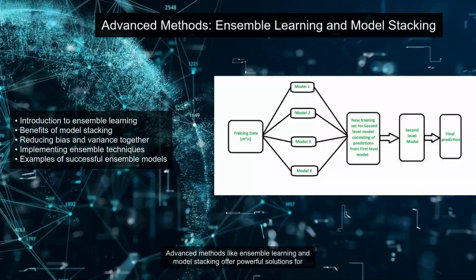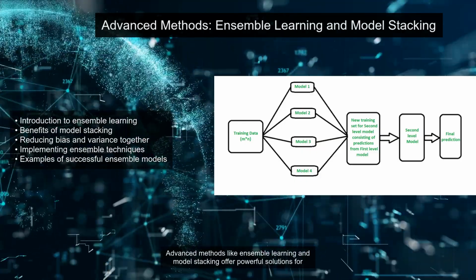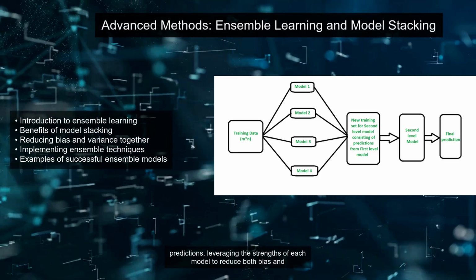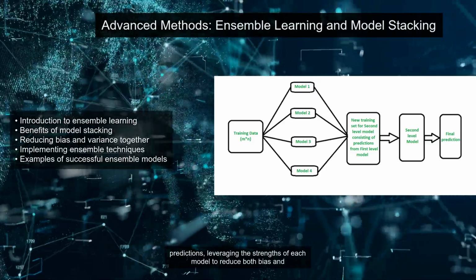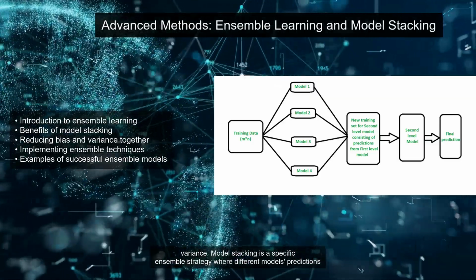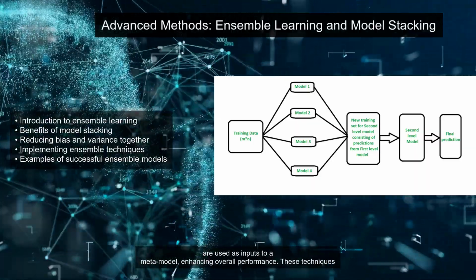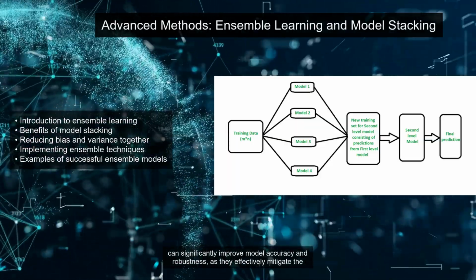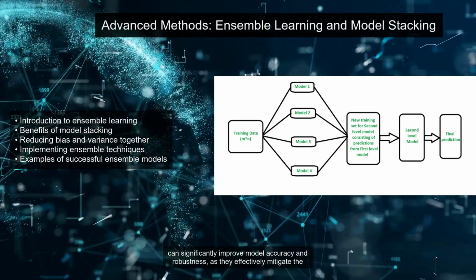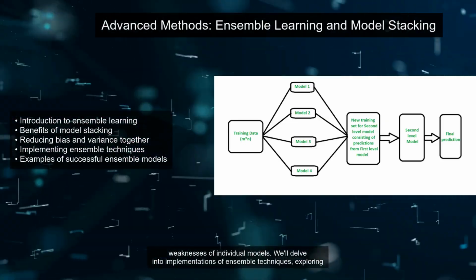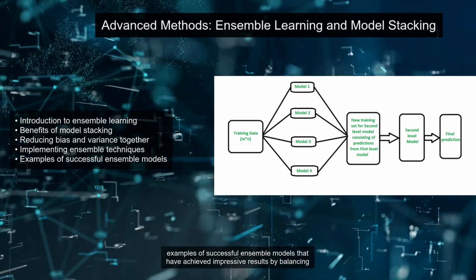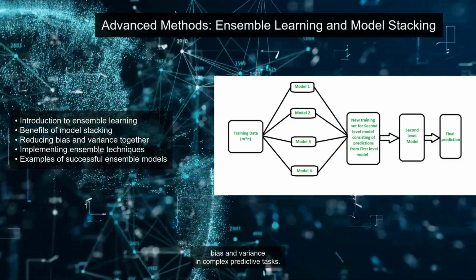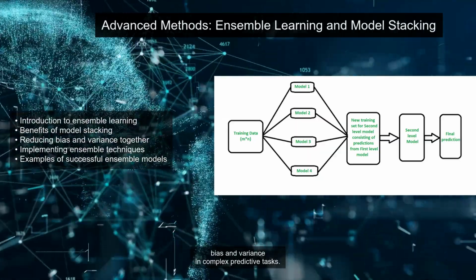Advanced methods like ensemble learning and model stacking offer powerful solutions for optimizing the bias-variance trade-off. Ensemble learning involves combining multiple models to improve predictions, leveraging the strengths of each model to reduce both bias and variance. Model stacking is a specific ensemble strategy where different models' predictions are used as inputs to a meta-model, enhancing overall performance. These techniques can significantly improve model accuracy and robustness, as they effectively mitigate the weaknesses of individual models. We'll delve into implementations of ensemble techniques, exploring examples of successful ensemble models that have achieved impressive results by balancing bias and variance in complex predictive tasks.